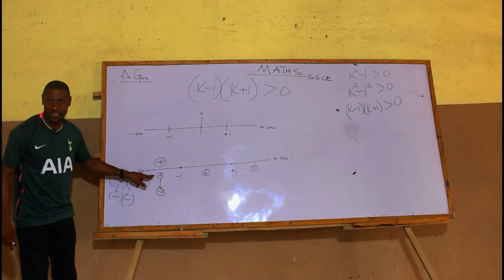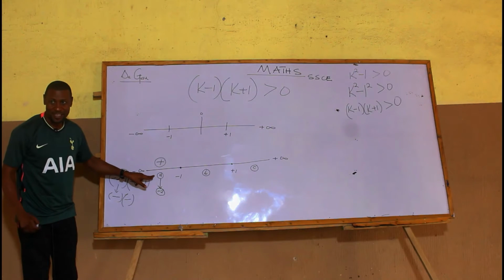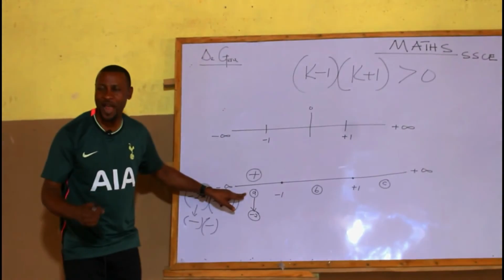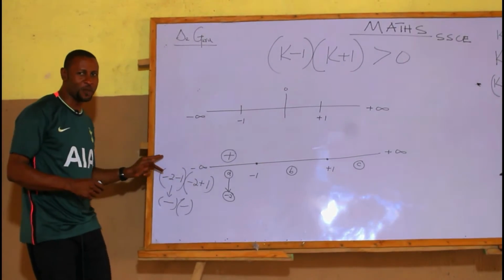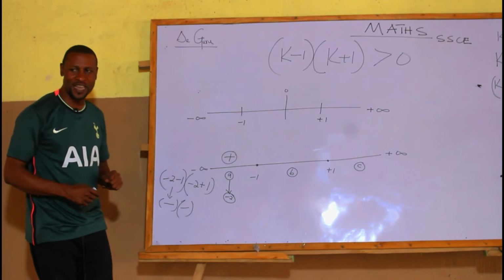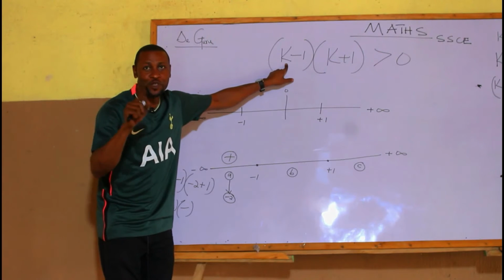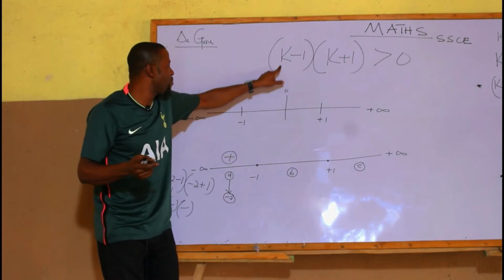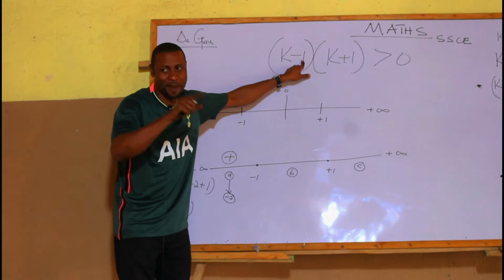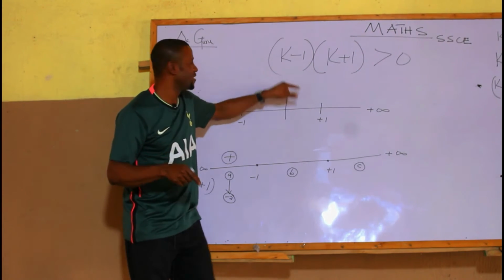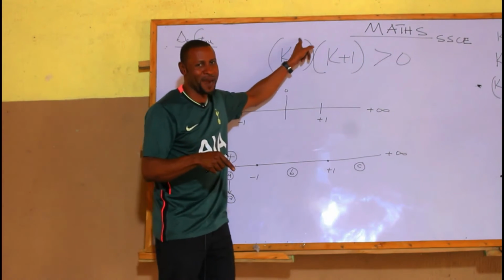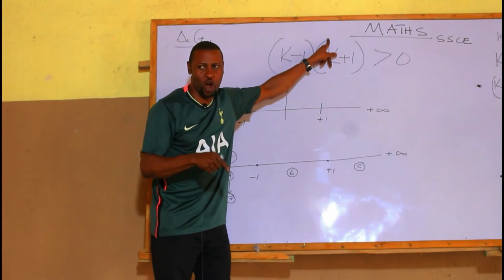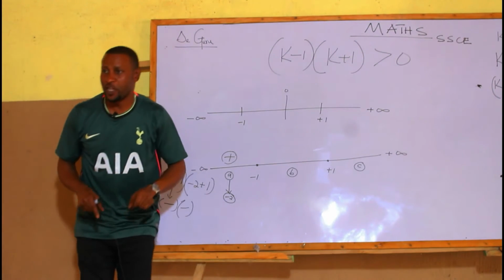We are in region A. Take any number in region A. Somebody proposed minus 2, and the person is correct, because here you have minus 1, minus 2, minus 3, and so on up to negative infinity. So you come to this place. Anywhere you see k, put minus 2. That will be minus 2 minus 1, which is minus 3, times minus 2 plus 1, which is minus 1. So that means minus 3 times minus 1, and minus times minus gives us plus. It means that this region is a positive region.